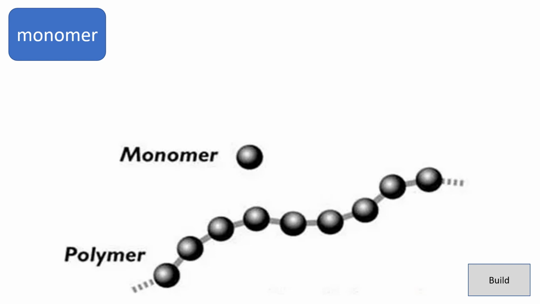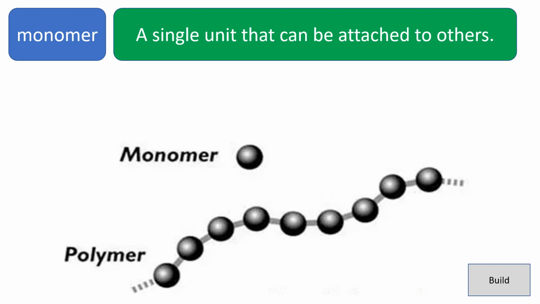So polymers are made of monomers. The word monomer means a single unit that can be attached to others. So mono means one. You can see the diagram there. There's a single monomer like a pearl.